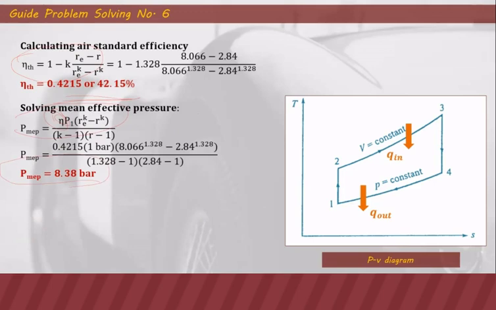So those are the quantities that are required for this problem, and this is the way by which we can solve different quantities in an Atkinson cycle.